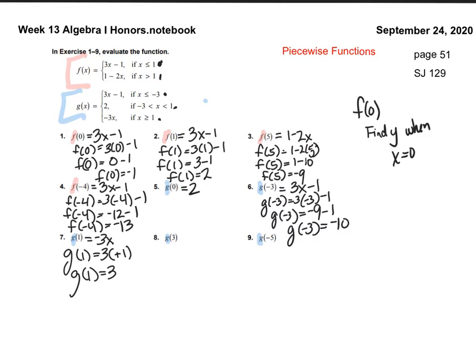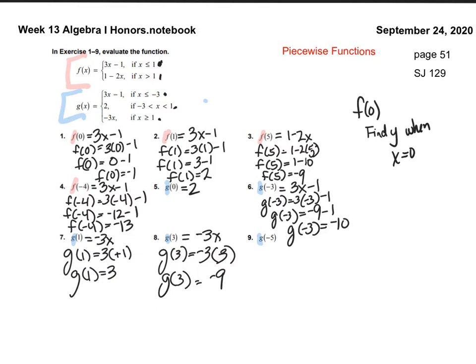The next one, 3. Where does 3 fall in? Falls in that bottom category. 3 is greater than or equal to 1. So I'm going to use the expression negative 3x. Multiply, negative 9.